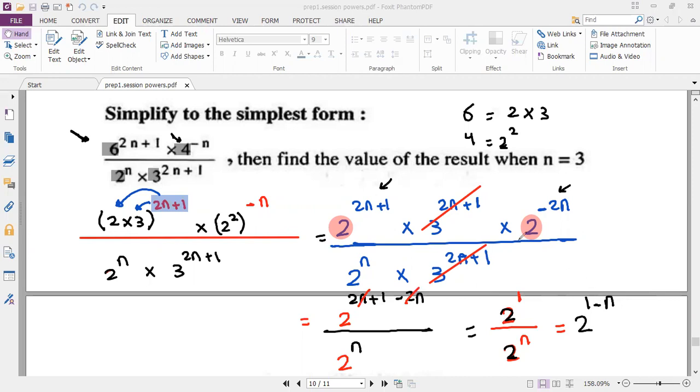Okay. I want to find the value of the result when n equals 3. So instead of n, put 3. It will be 2 to the power of 1 minus n. Instead of n, write 3. So it will be 2 to the power of 1 minus 3, which is negative 2. And 2 to the power of negative 2 will be 1 over 2 to the power of 2, which is 1 over 4. That's it.